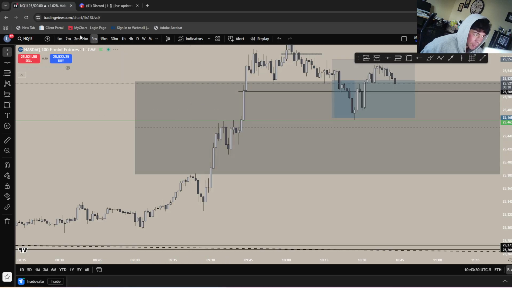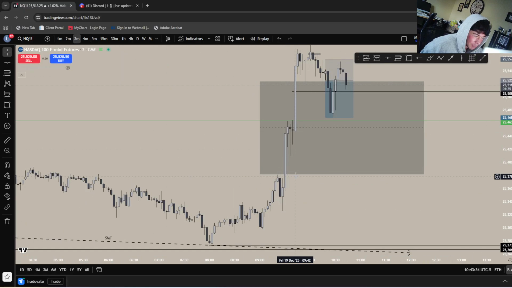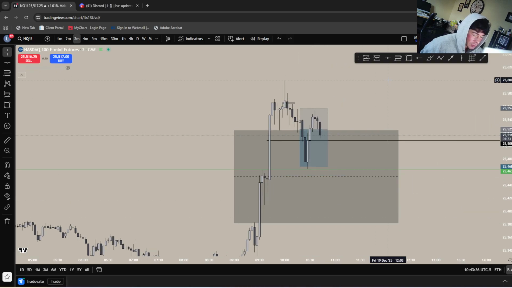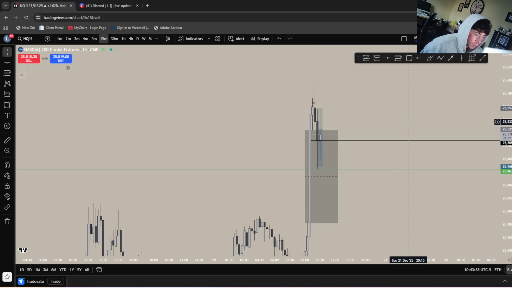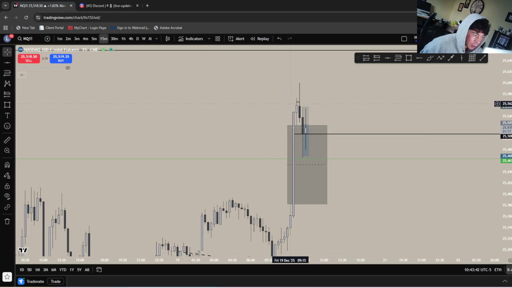I wanted to see a pullback into a 5-minute gap. We ended up not tapping into the 5-minute gap. We just tapped the 3-minute and continued up from there. So I was like, okay, whatever. At this point, I wanted to wait for longs. If I was going to take longs, I wanted to wait for a pullback into a 15-minute or a 5-minute gap. So 10 a.m. news happens.